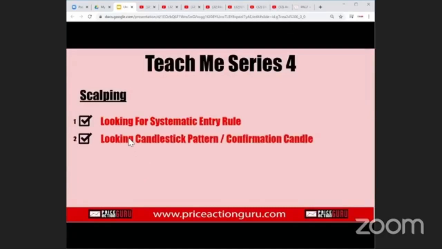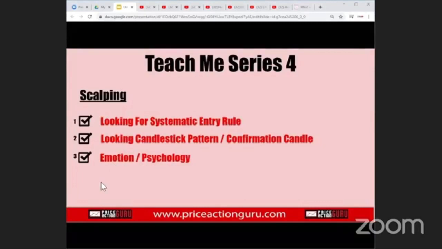Second is looking for candlestick patterns, confirmation candles. So a lot of traders look for a candle like this. They might look for a pin bar, like a pin bar over here, or a bullish engulfing bar. So this kind of candles they look for. Once they see that, they jump into the trade and buy.